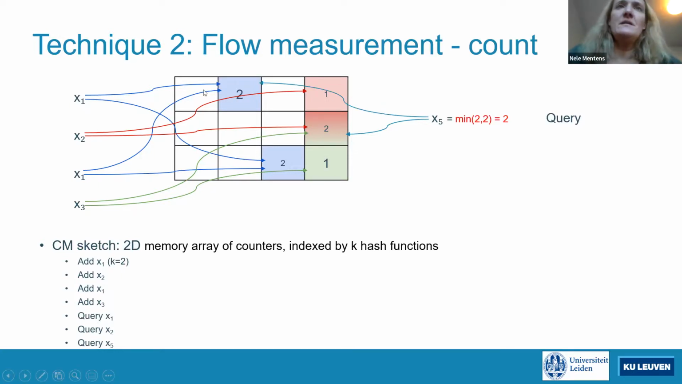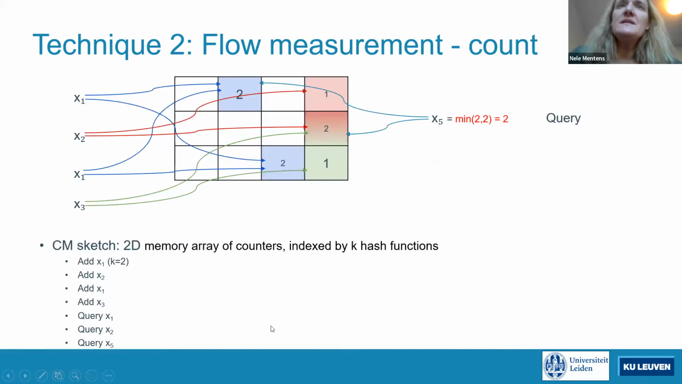Then we have X5, a flow that was not even there. The two hash functions point at this location and this location. The minimum of those two is 2. So we have to conclude that there were 2 packets with flow ID X5 that came into the data structure. Well, this is actually not true because X5 was not there. This way you can see that what you get here is not always correct. But of course, if you increase the data structure, play with the number of hash functions, etc., you can do a lot. And still, this data structure is much smaller than an exact data structure and much faster.